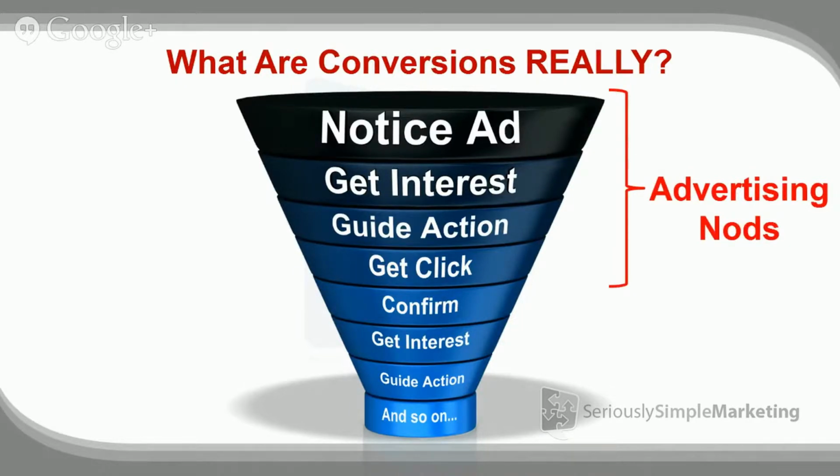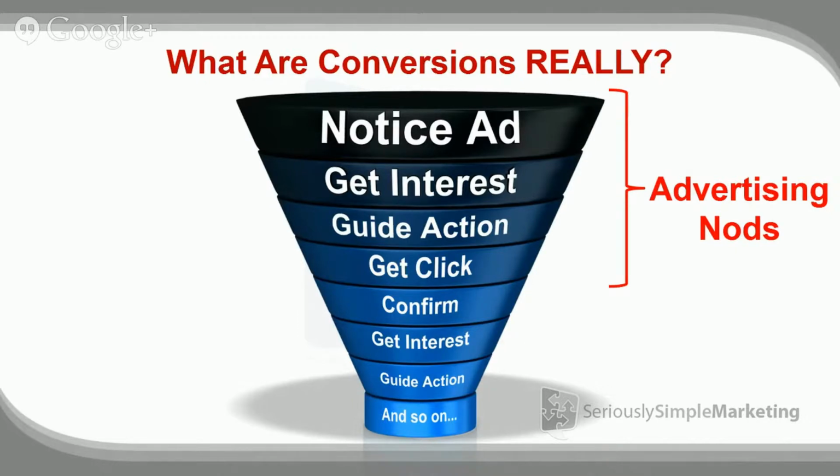So when you're figuring out what you need to optimize, think about it in terms of nods. What are the little tiny baby steps somebody has to go through? And there's a lot of them. There is an enormous amount of them. But if you slow down and consider what those steps are, you will find optimization gets a ton easier.